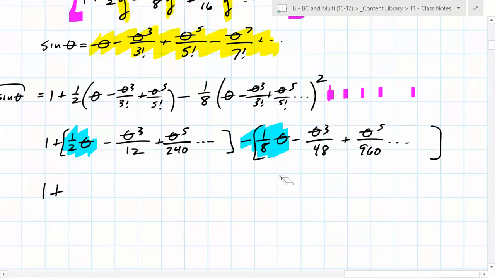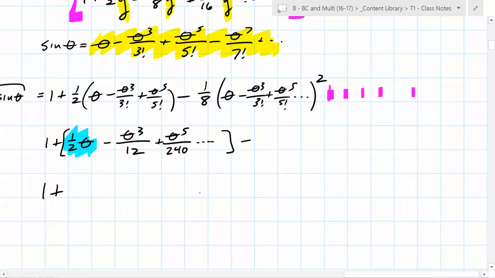Oh, shoot! Man, I got ahead of myself. So this whole thing, we multiplied in that 1/8. Are we allowed to do that? No, because what's happening to it? It's being squared. So you have to square it first.